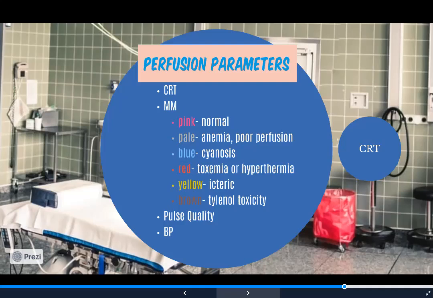So, but these are things that obviously we need to monitor while we're in surgery so we can intervene as soon as possible. Being blue, cyanotic, any type of cyanosis that you can see is really important. Red, being toxemic or hyperthermic, this is incredibly important. We see a lot, especially in summertime when animals are having heat stroke issues and stuff like that. Yellow, being icteric. And brown, especially, this is important for Tylenol toxicity that you may see. So methemoglobinemia is important terminology to use. And then pulse quality as well.